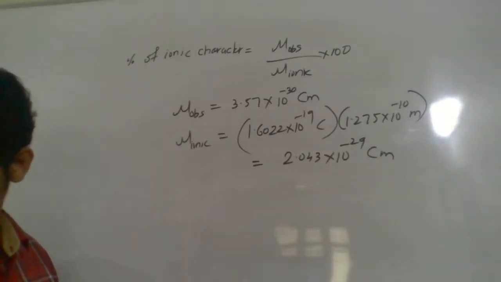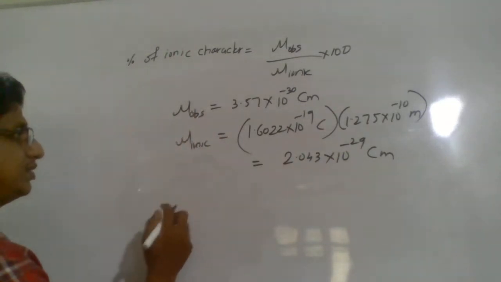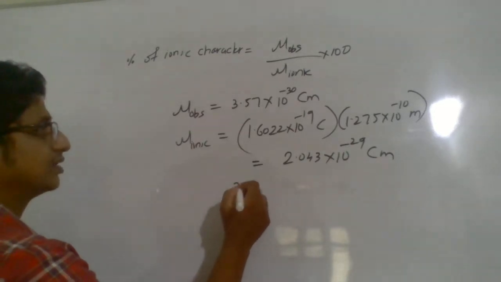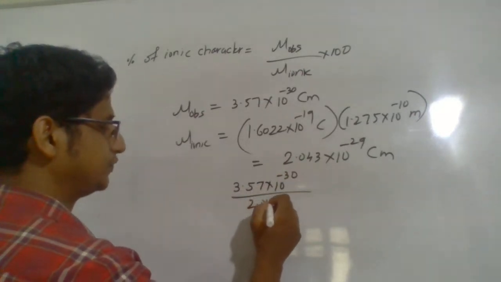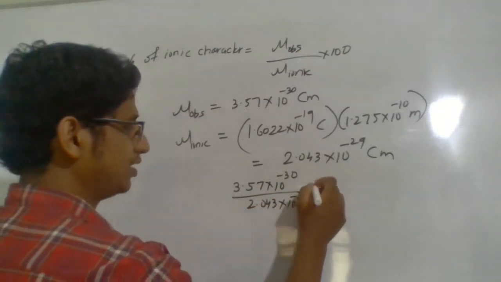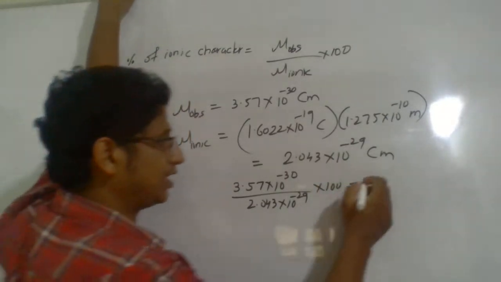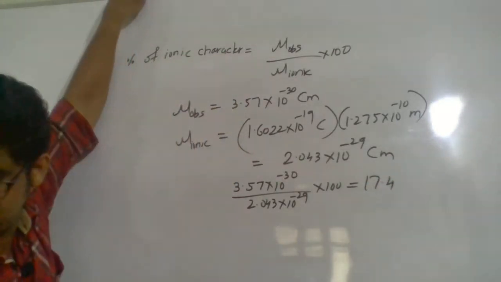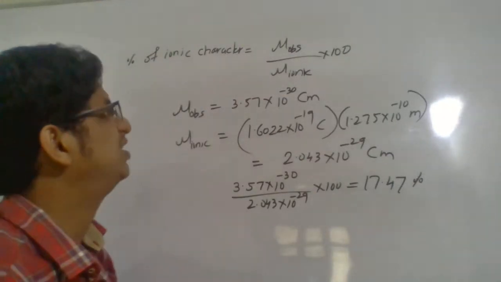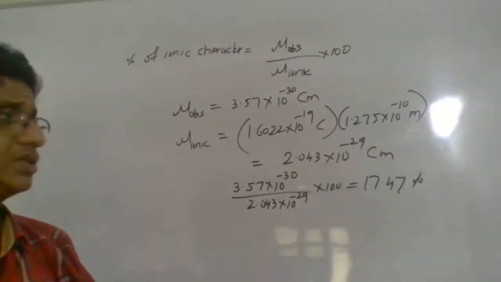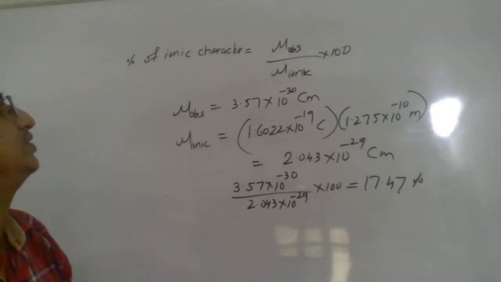So we have the observed dipole moment that they give, and the ionic one we calculated. So divide 3.57 into 10 raised to minus 30 by 2.043 into 10 raised to minus 29, into 100, which will give you the percentage of ionic character. If you calculate it, you will get 17.47 percent. That means HCl is not that much ionic. It's more covalent in nature. The ionic character is less, only 17.47 percent. So HCl is more covalent in nature.